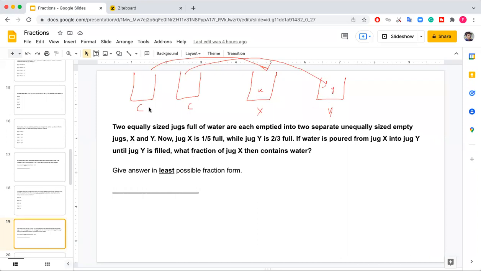And the question says that after emptying the water into X and Y, the jug X is 1 by 5th full, which means after emptying the water from this to this, it is just filled to 1 by 5th of its capacity, which is X. And this is just filled to 2 by 3rd of its capacity, which is Y, 2 by 3Y, right? And earlier, both are having an equal amount, right? This means the 1 by 5th of the capacity of tank X must be equal to 2 by 3rd capacity of tank Y, right? Is this understood till now?